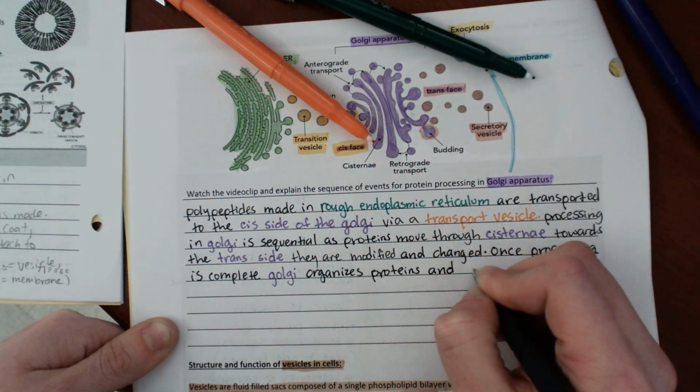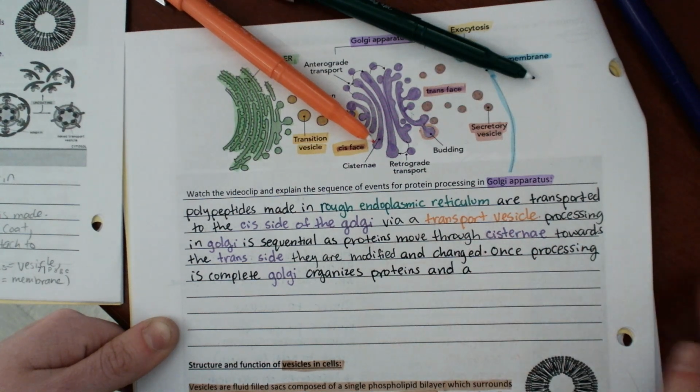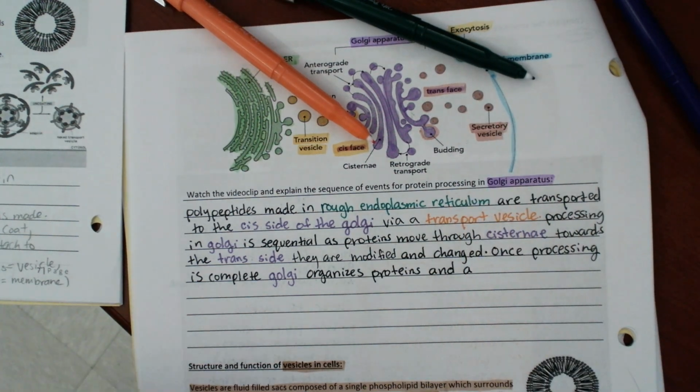And a, oh, what color is secretory vesicle? Pink? Red? I think that's supposed to be red, but it really looks pink, so we're gonna make it pink.